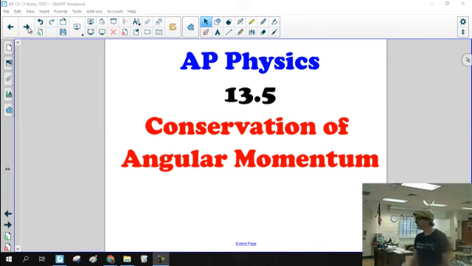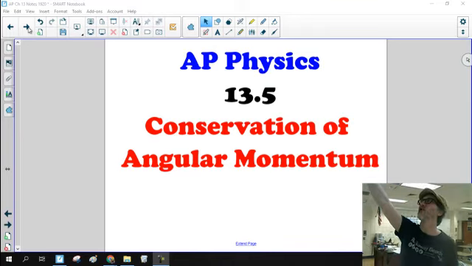All right, so here we go. We're going to learn today about conservation of angular momentum. There are really three scenarios that you need to be familiar with, so I'll run through three examples. This one's going to be probably a little on the long side, so apologies in advance.